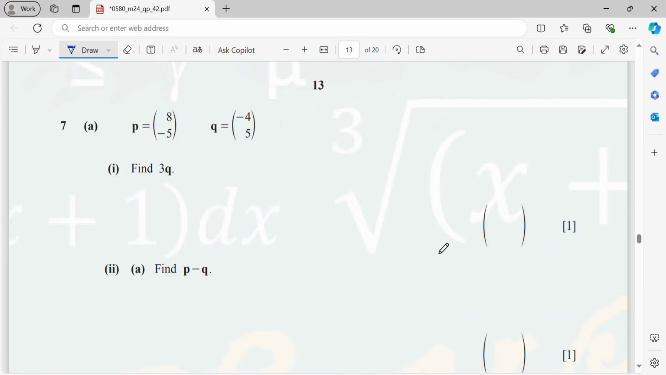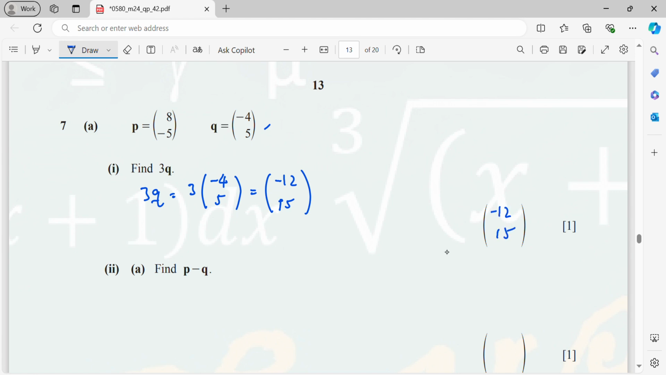Okay, now for next question, 7a. Given two vectors P and Q. First part, find 3Q. So 3Q is basically 3 times minus 4, 5. This is just to multiply. So this is negative 12 and 15. Okay, so negative 12, 15.